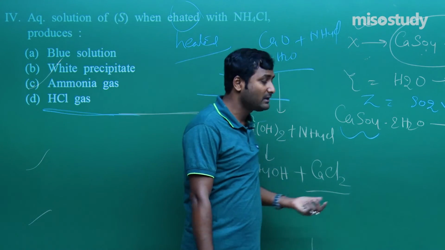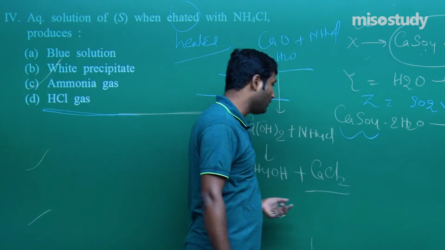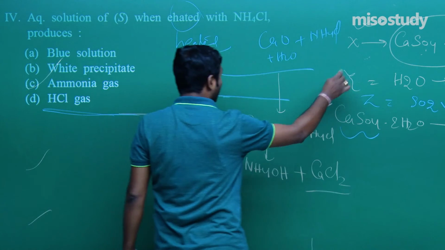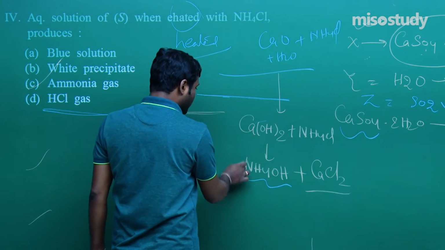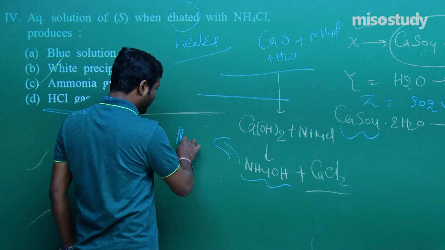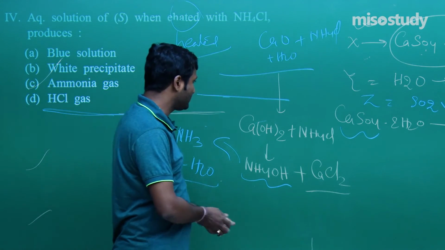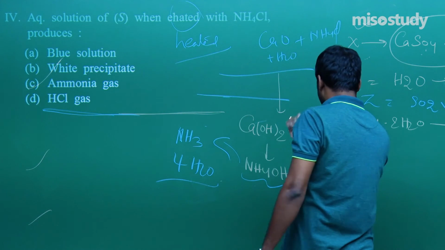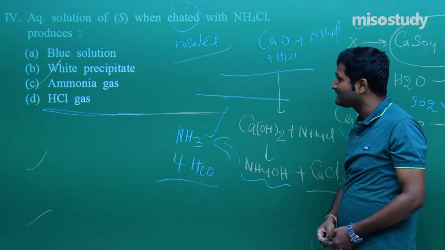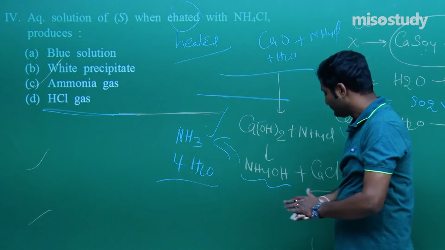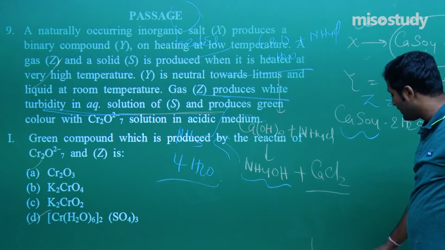Here the turbidity is given, then turbidity with CaO, not with MgO and not with Na2O. That's why Z is SO2, as I told you, and the salt is not MgSO4, the salt is CaSO4. NH4OH is not stable, it will further break and give you NH3 plus H2O. Yes sir, in this case, what will happen, sir? The gas is NH3, and NH3 we know is ammonia. Clear?